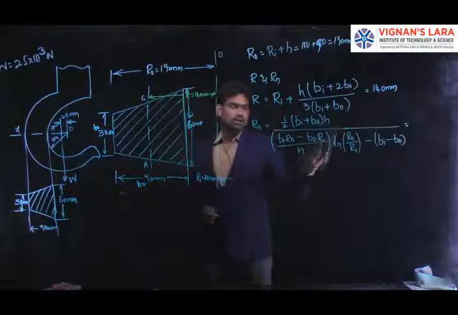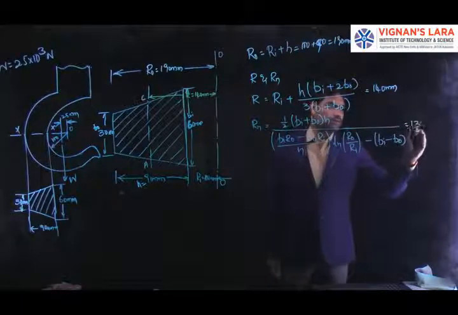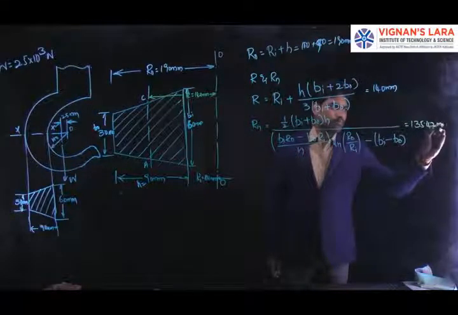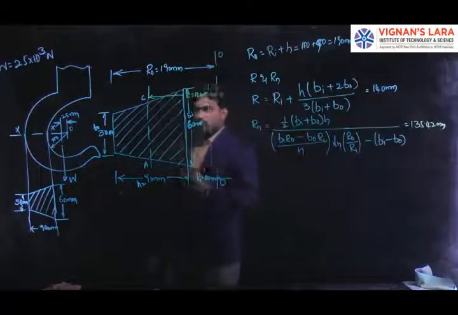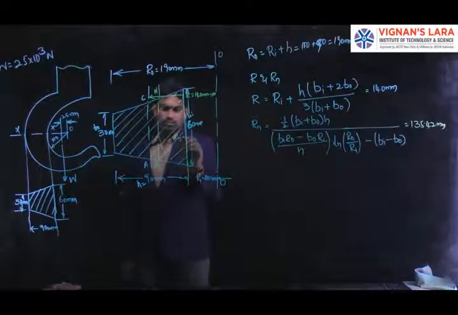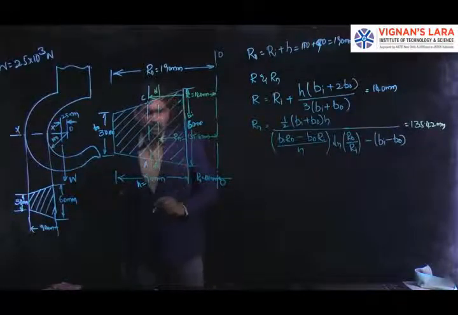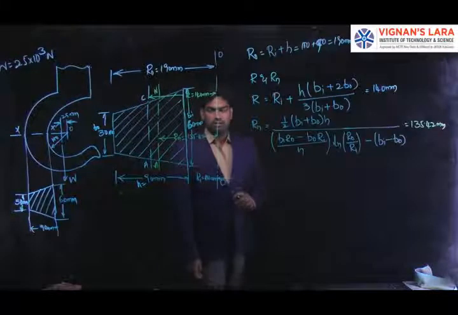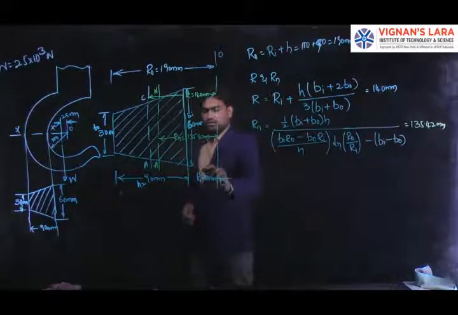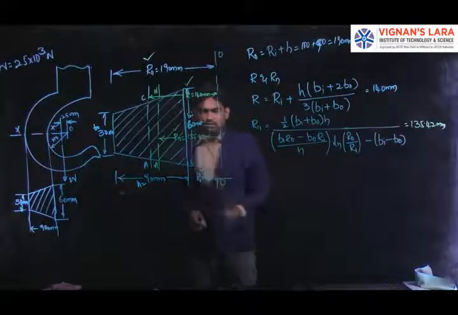Similarly we can find the radius of curvature to the neutral axis, Rn. Here again all the values are known, so you can substitute all the values. You may get 135.42 mm, so Rn equal to 135.42 mm. In the diagram you can clearly mention all four radii of curvature: Ri, R naught, R, the radius of curvature to the centroidal axis, and Rn, the radius of curvature to the neutral axis.